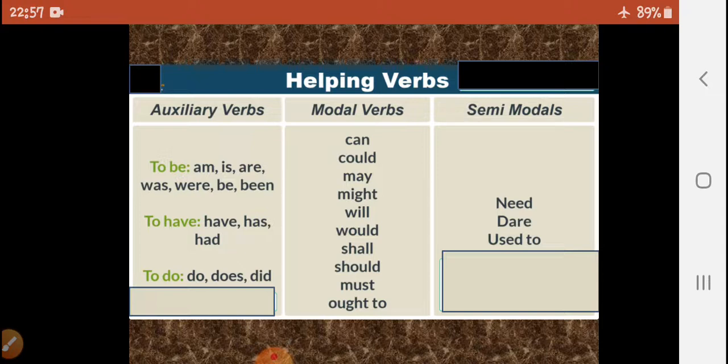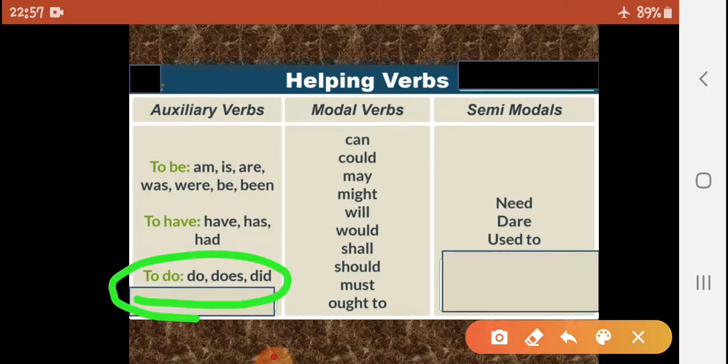They are known as what? Helping verbs. So is, are, am, was, were, be, been, this be verb, they are all used where? They are all used in continuous tenses. Has, have, had plus been, they are all used in perfect and perfect continuous tenses. Do, does, did are used in present simple and past simple, right?